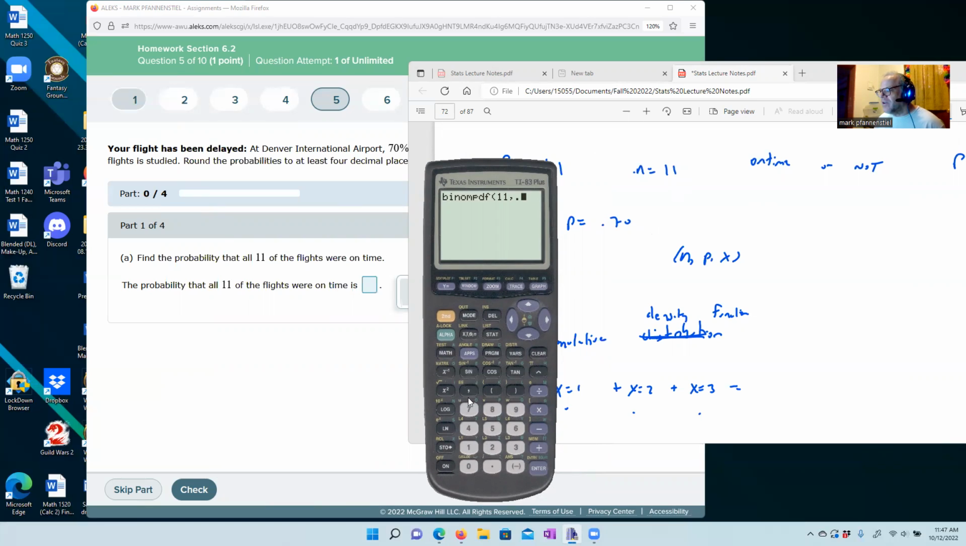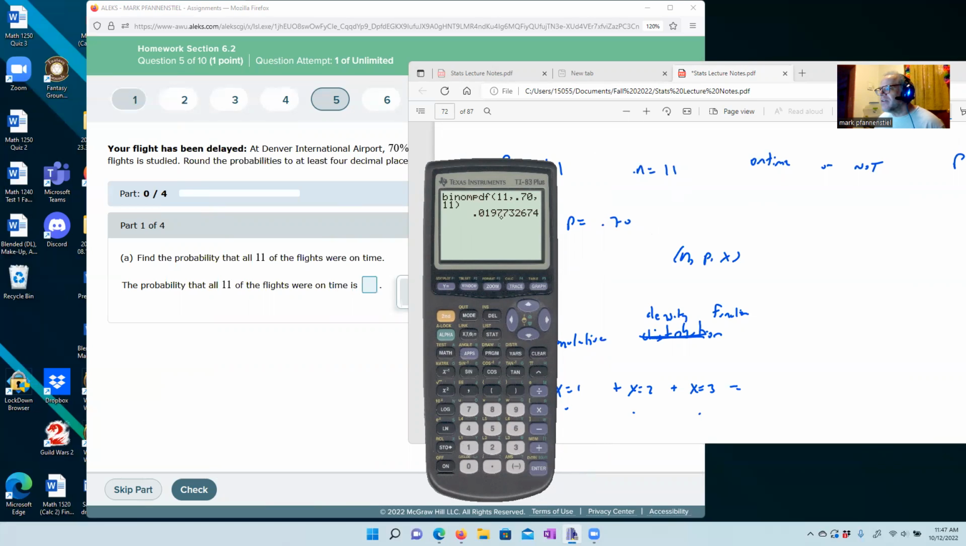Okay, if you don't give it a decimal here, we'll get mad at you. So 0.7, comma, and then we want all 11 out of 11 to be on time. And this will do all the calculations for us. Okay, so we ended up with the 4 decimal place 0.0197.